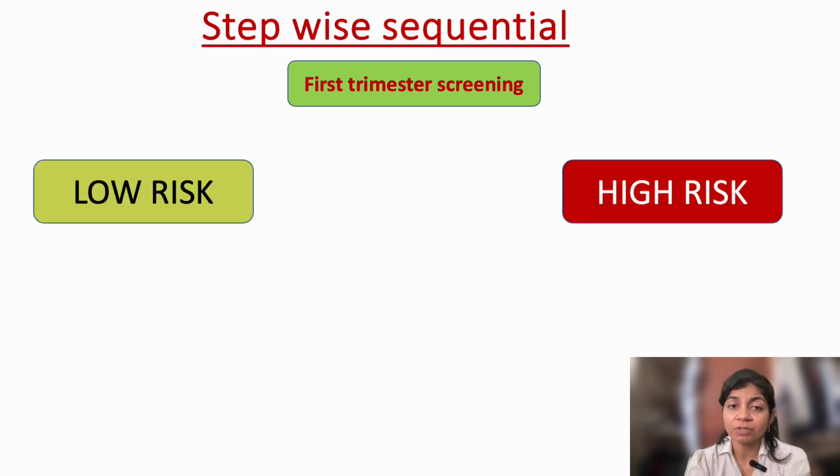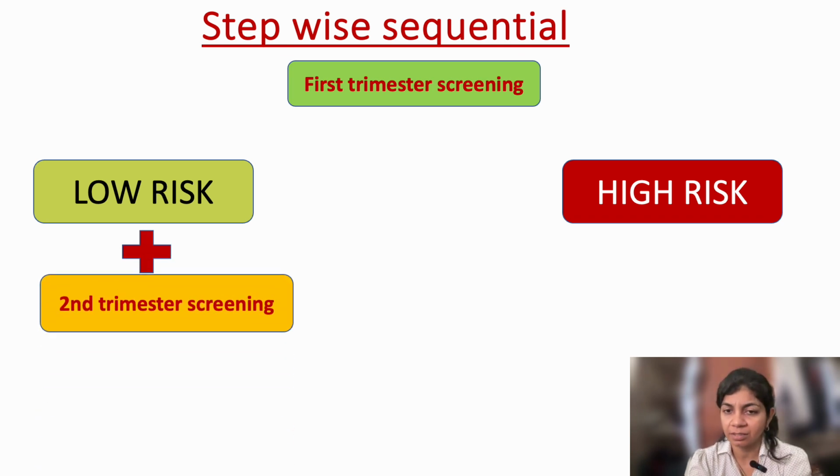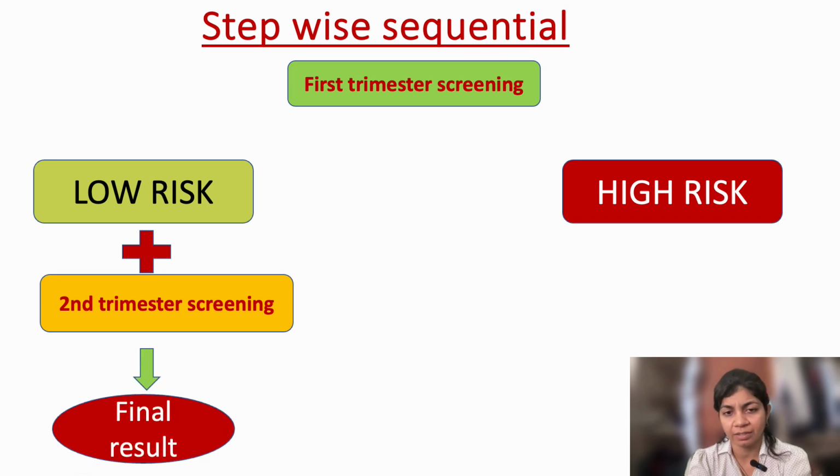Then there is one option which is stepwise sequential. Stepwise sequential means you do the first trimester screening, whether it is high risk or low risk. If it is low risk, you do not give any result to the patient. You ask the patient to come at the second trimester and then give the final result. But if the patient is high risk, then you give the result in the first trimester itself, so that other options can be discussed, and these patients do not have to wait till second trimester for any interventions.